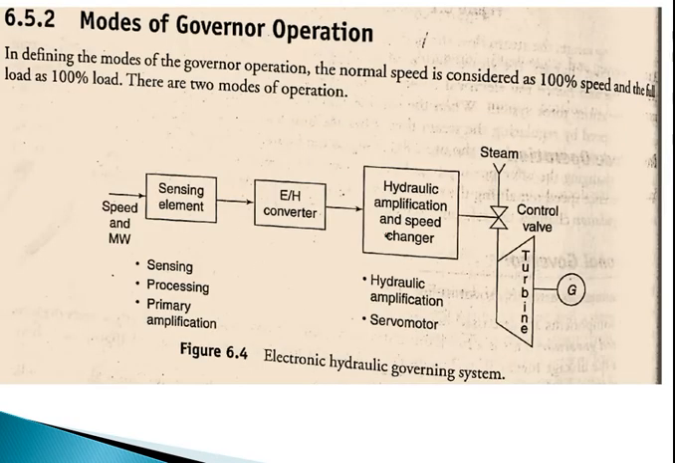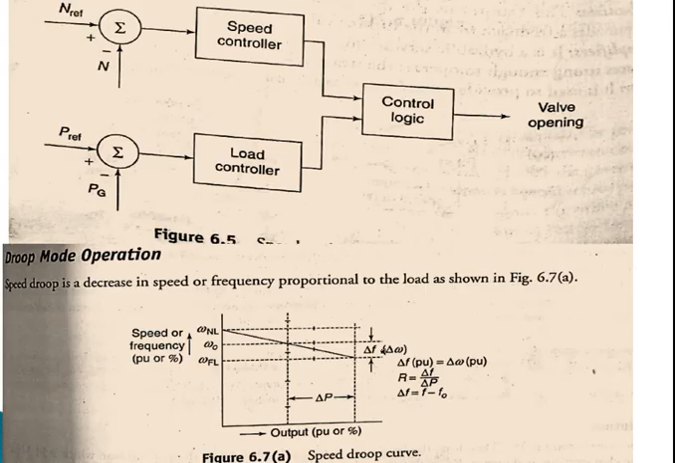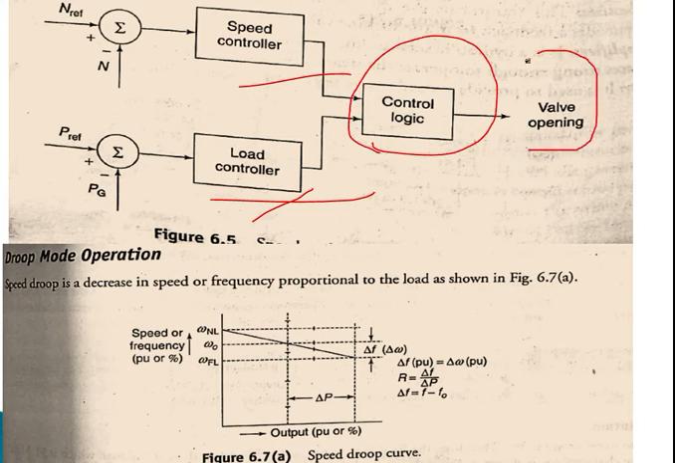There is a mode of governor operation. This is a block diagram representation of the governing mechanism, which consists of speed sensing elements, a converter which converts the signals, an amplifier which amplifies the speed signals, and a turbine which is coupled with the generator. This is the pictorial or block diagram of speed changes versus load, which is connected with the control logic. The valve opens and closes depending upon the control of speed and power generated.